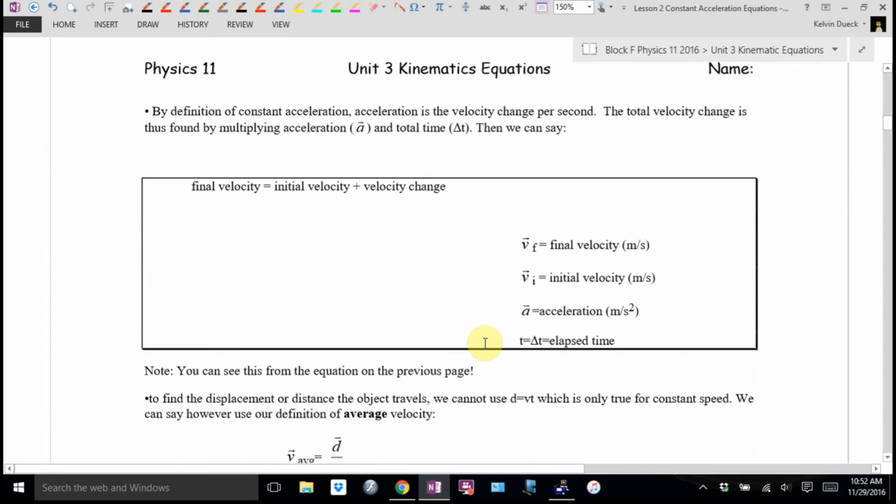So, by definition of constant acceleration, I wrote acceleration is the velocity change per second. Here's our first equation. V final equals V initial plus AT. That's the speed equation with scalars. If I want to make it work for vectors, vector sign, vector sign, vector sign. It works for vectors or scalars. Works for speed or velocity.